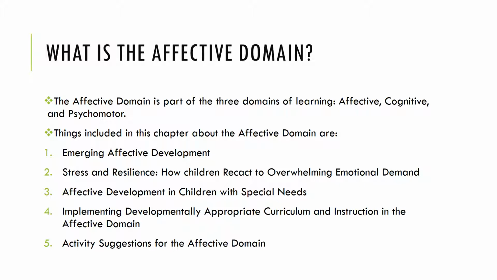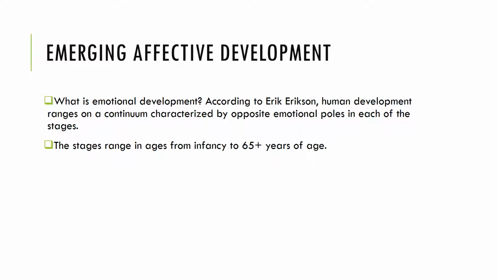Some of the main points from this chapter that we will be talking about are emerging affective development, stress and resilience, how children react to overwhelming emotional demand, affective development in children with special needs, implementing developmentally appropriate curriculum and instruction in the affective domain, and then there are some activity suggestions for the affective domain. The first thing we're going to be talking about is emerging affective development.